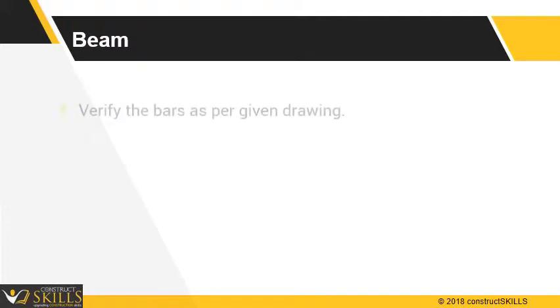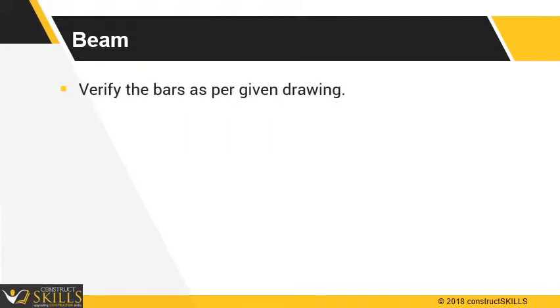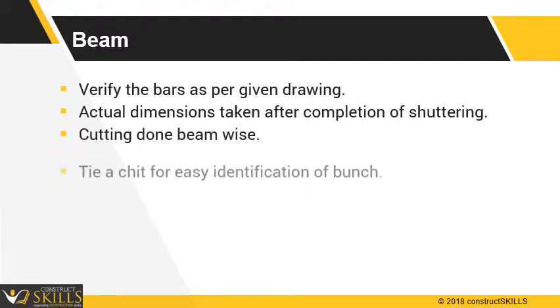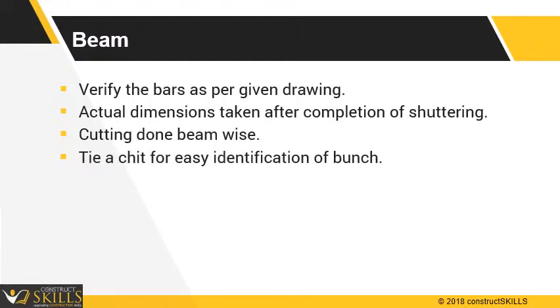Beam. Verify the bottom bars, bent-up bars, and top bars along with ring details as per the given drawing. Preferably, actual dimensions should be taken after shuttering for the bar cutting. Cutting should be done beam-wise. Tie a chit of paper for easy identification of the bunch. Then cutting should be done, and rings should be prepared.